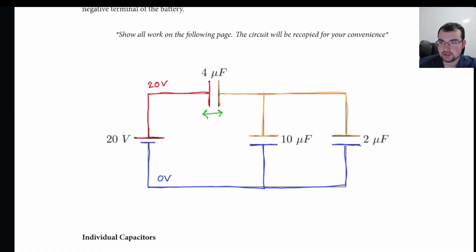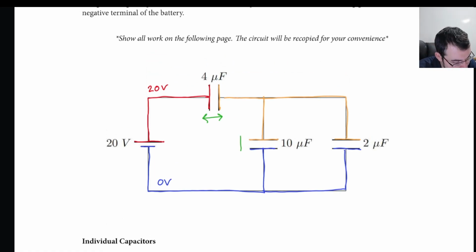Because if we knew this delta V, we could unlock these voltage drops using the loop rule. Because we know that voltage drop is the same in parallel, and it has to work out to the battery. So if it was 18 volts across the first capacitor, it would be 2 volts across the others to get back to the battery. So that means that we need to know something.